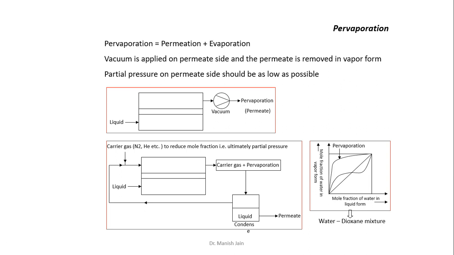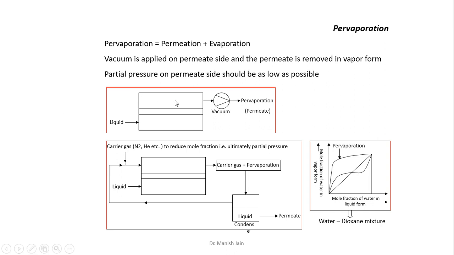First, the different species present in the feed absorb at the surface of the membrane. Then these absorbed species diffuse across the membrane due to the concentration difference. Then they will desorb at the other side of the membrane in the vapor form.